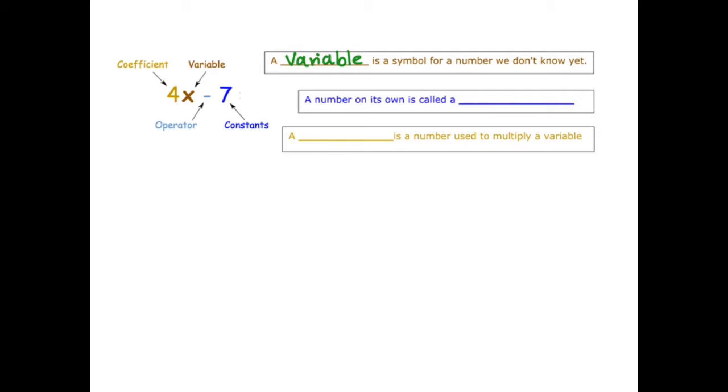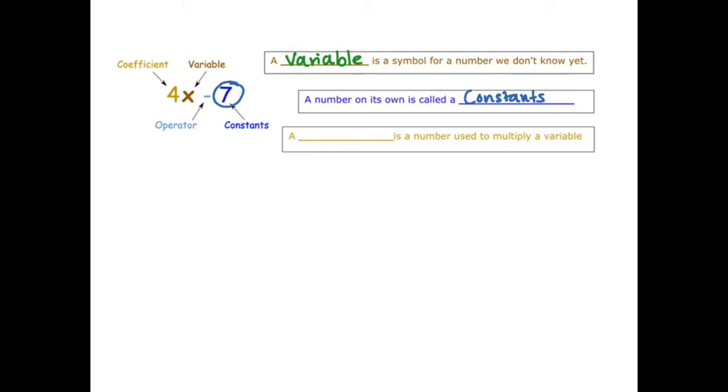Another part of an expression is called the constants. So in an expression, we have things called constants. When something is constant, it means it doesn't change its value, right? So this blue 7 that we have here is a constant because that constant will never change its value. No matter what x is, this 7 will always be a 7. So in this case, my constant is 7.